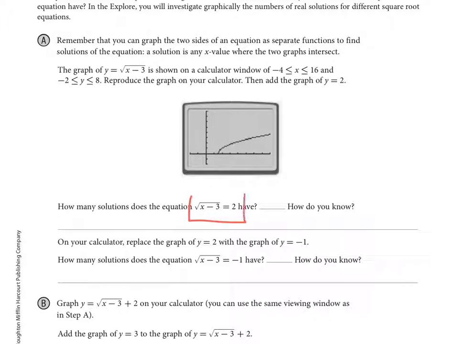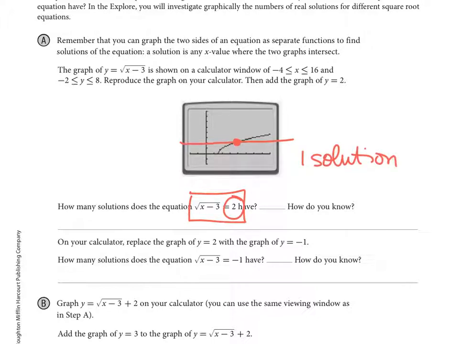We're solving this problem right here, a radical and a line. So that's what this is. This is a radical. It's a square root function. This is just a regular line. So if I draw that line here, I want you to see that they're going to cross in one point. So this is going to give us one solution.